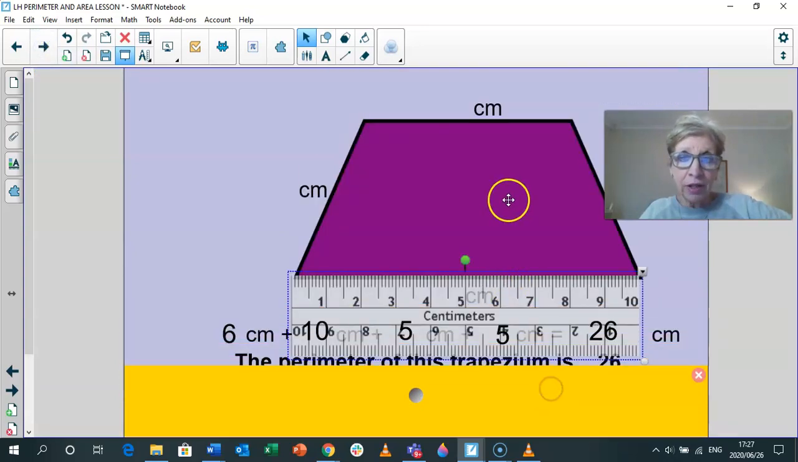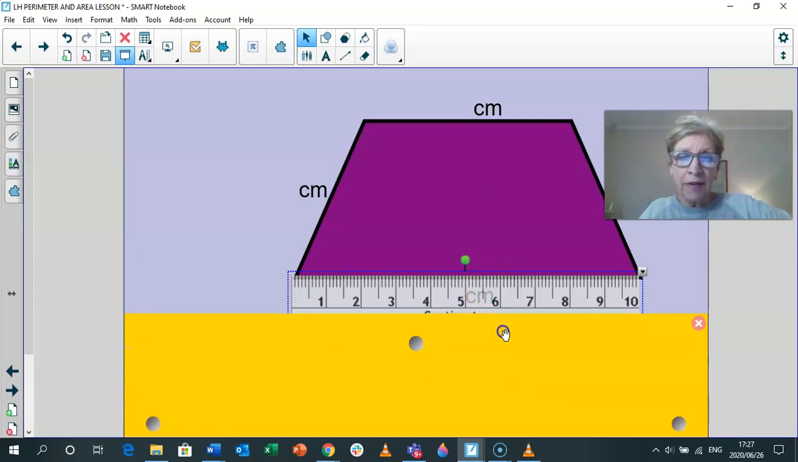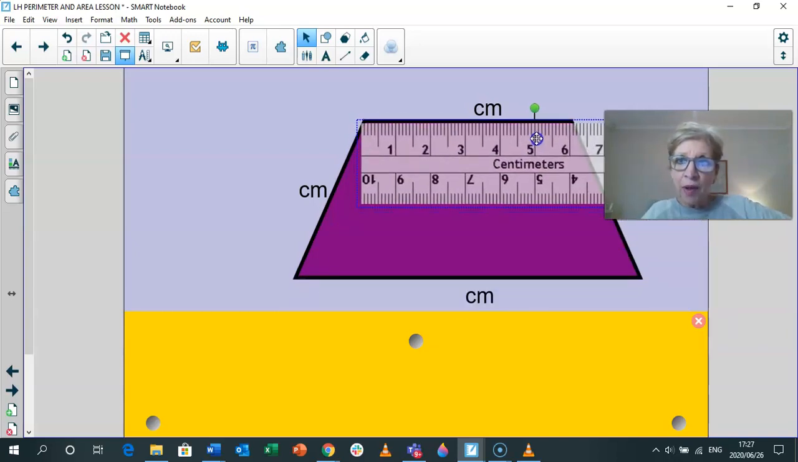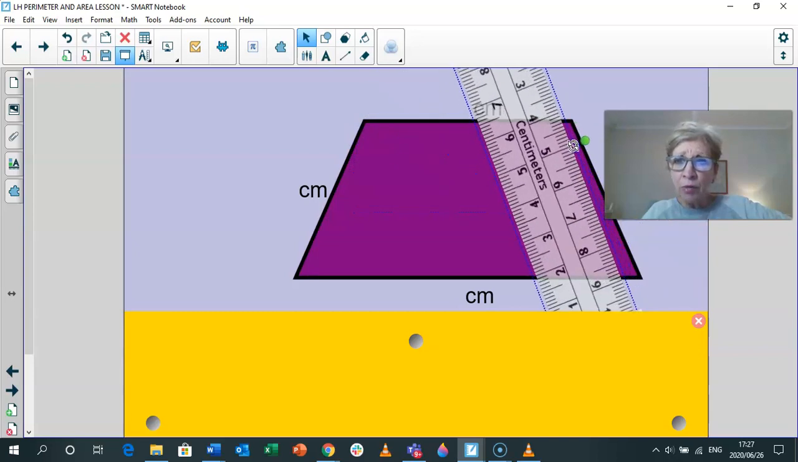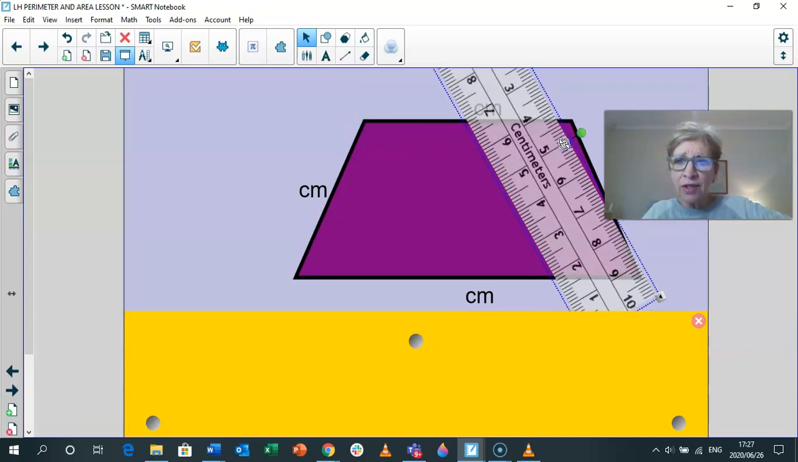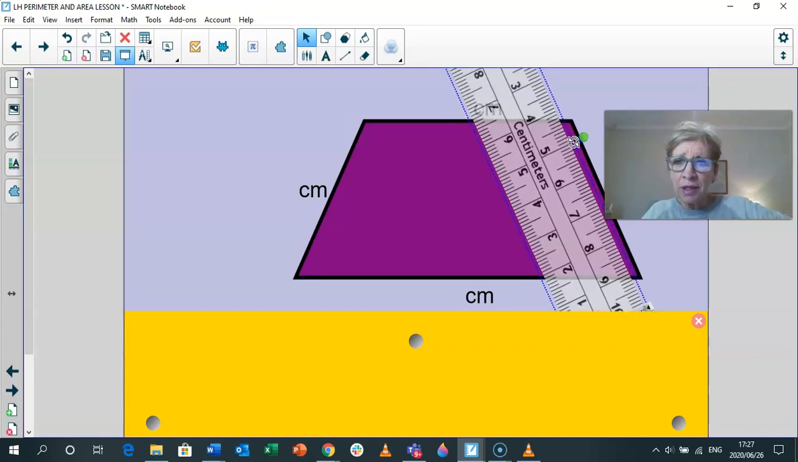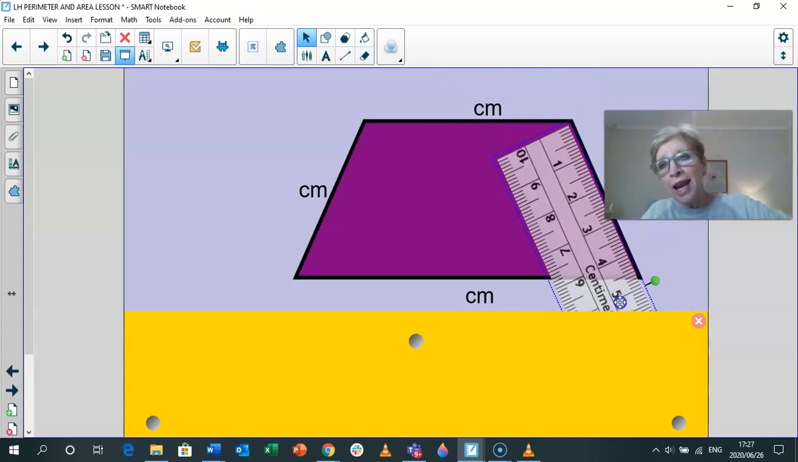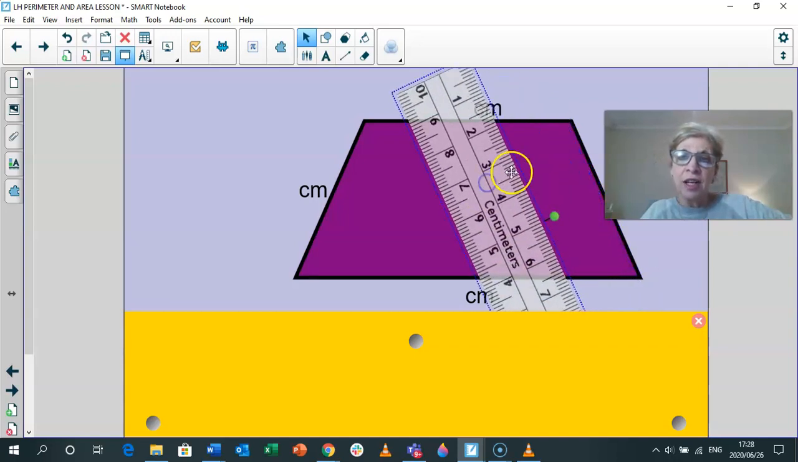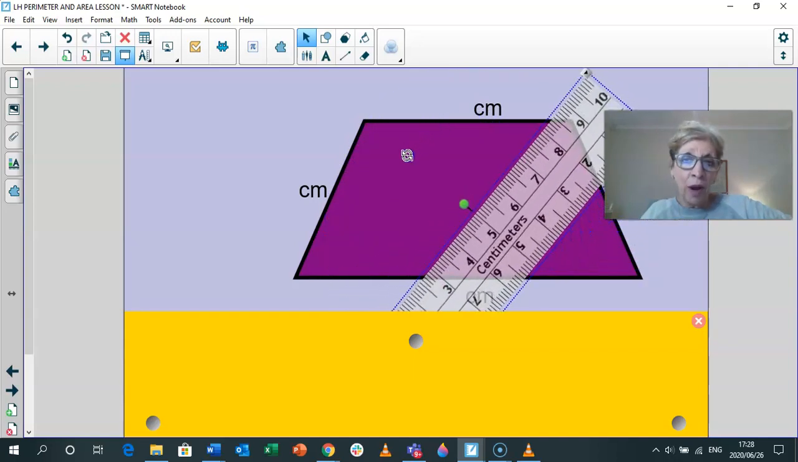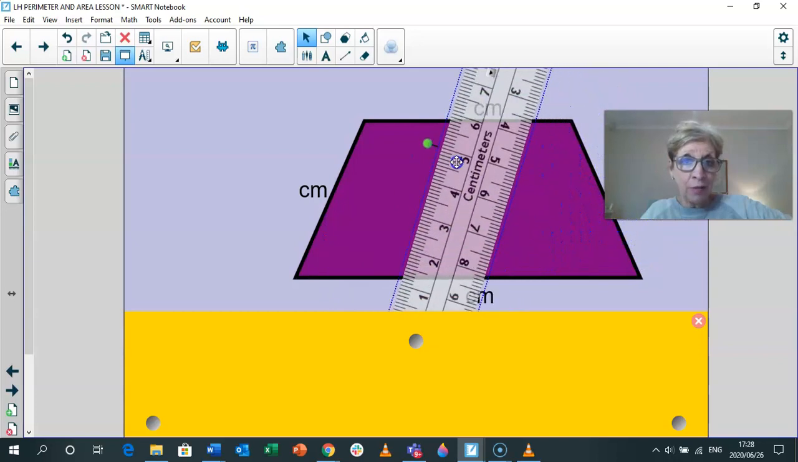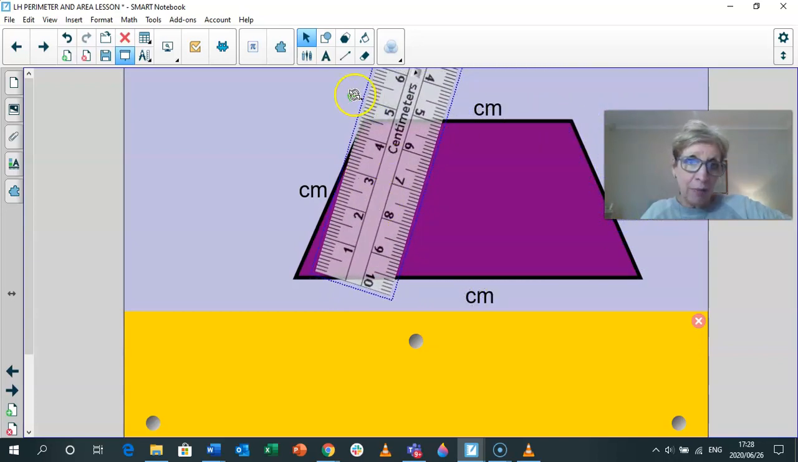Right, let's have a look now at this one. Okay, this is a trapezium, guys. This shape is called a trapezium. All right, so let's measure the bottom one. It's 10 centimeters. The top one there is 6 centimeters. Now I'm going to whiz that around there. Try and get it as straight as possible. You've got to have good coordination. And then that is approximately 5.